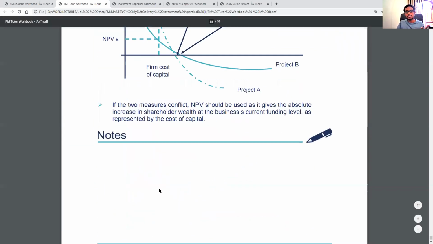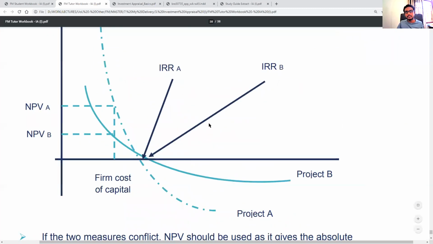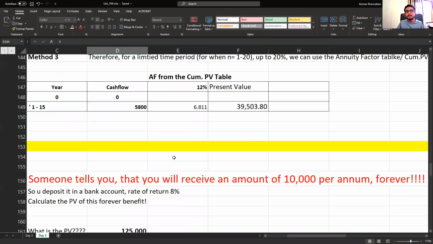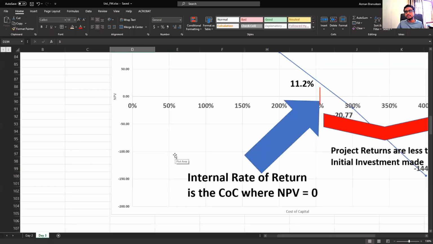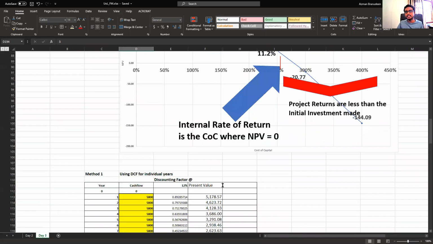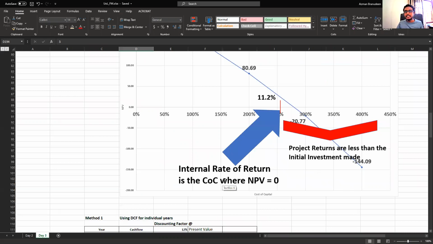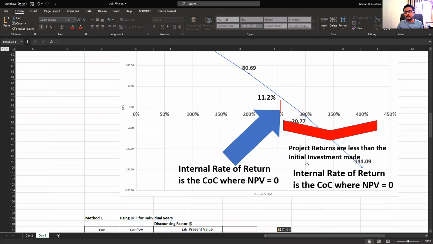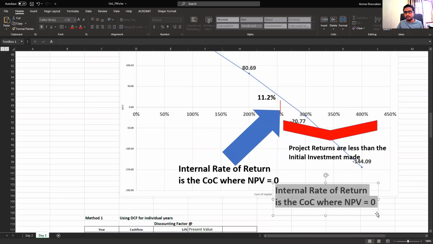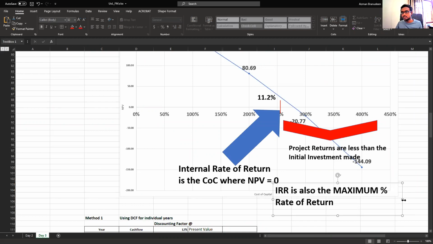Go through the discussions on IRR. We already looked at it. I showed you this behavior in the graph that we came up with also. You see the same kind of pattern. We know what the IRR is. And ideally, another thing that I want to add to IRR is that IRR is also the maximum percentage rate of return that is either expected from an investment or that can be borne as the cost.